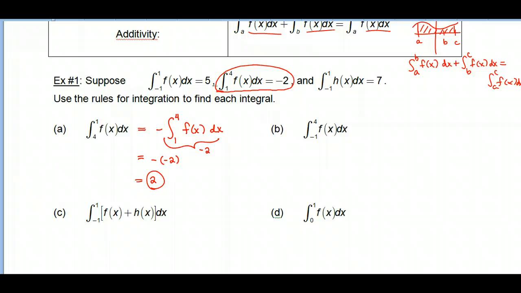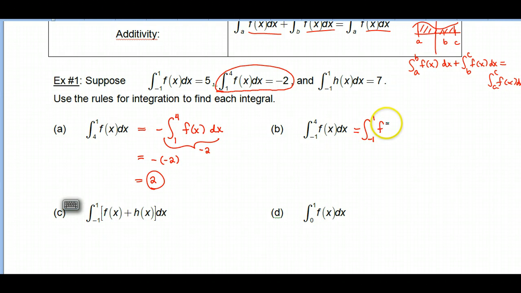Okay, is the next one's answer 3? We don't need to use our calculators for these. So this is -1 to 4. I already know the area from -1 to 1, and I know the area from 1 to 4. So can I put those two results together? Yeah, so that's how I'm going to rewrite it.